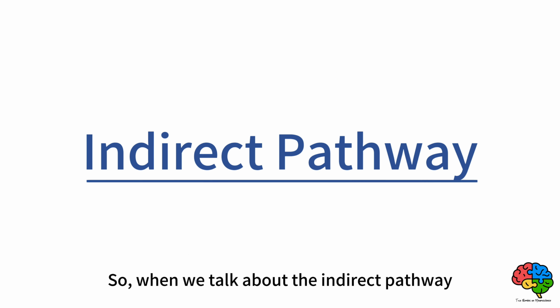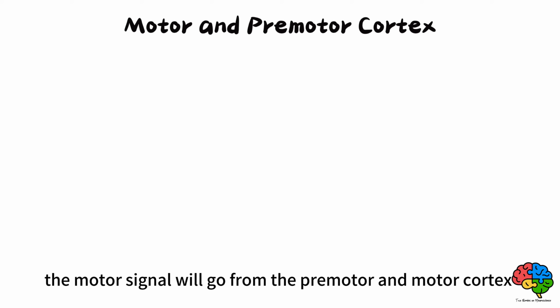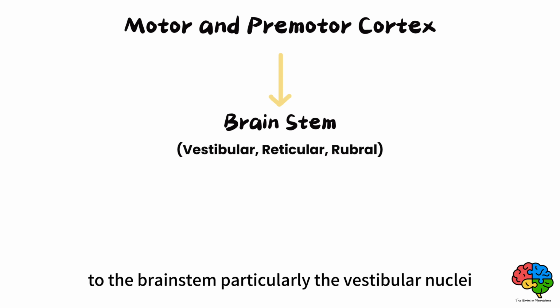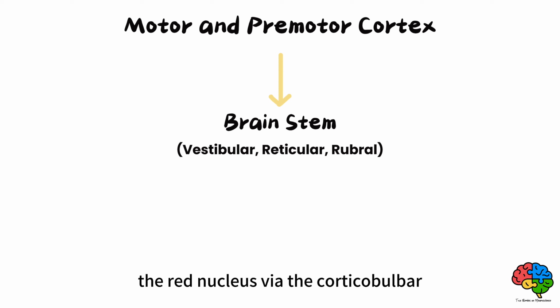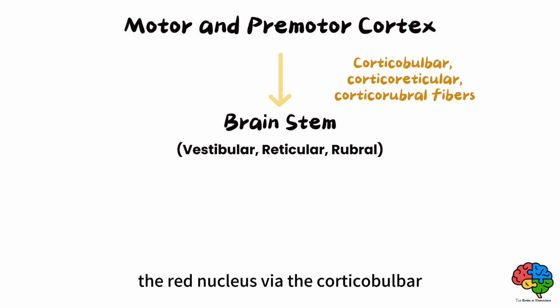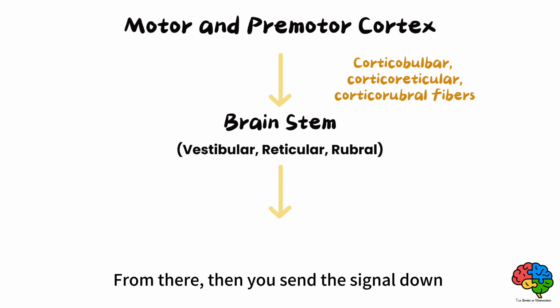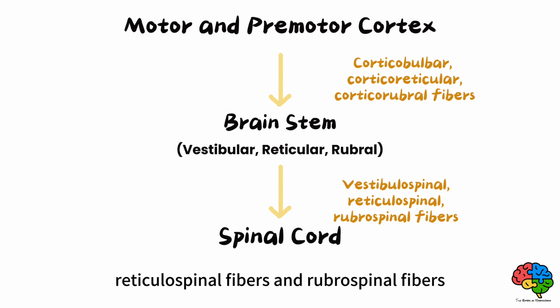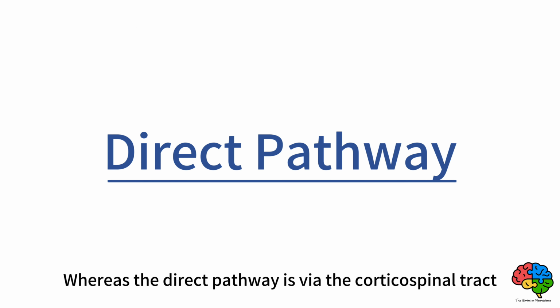So when we talk about the indirect pathway, the motor signals will go from the premotor and motor cortex to the brainstem, particularly the vestibular nuclei, the reticular formation, and the red nucleus via the corticobulbar, the corticoreticular fibers and also corticorubral fibers. From there, it will then send a signal down to the spinal cord via the vestibulospinal fibers, reticulospinal fibers and the rubrospinal fibers. Whereas the direct pathway is via the corticospinal tract.